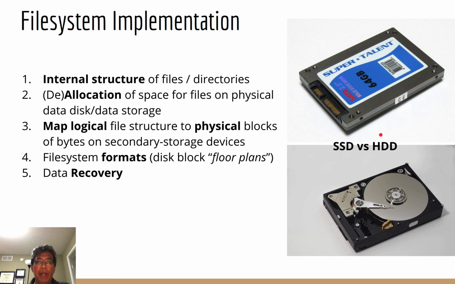There are five major topics related to file system implementation. First, we're going to look at the internal structure of files and directories. And then next, we're going to look at different techniques to allocate or deallocate space needed for files on physical disk or storage. And also we will see how the file system will perform mapping from logical file structures to physical blocks of bytes on the secondary storage. And then we also look at what is the meaning of file system format. So let's say we're going to see how VFAT is different from EXT2 or from NTFS.